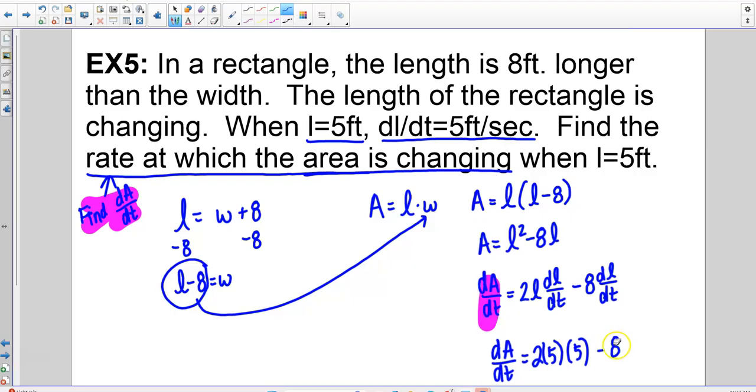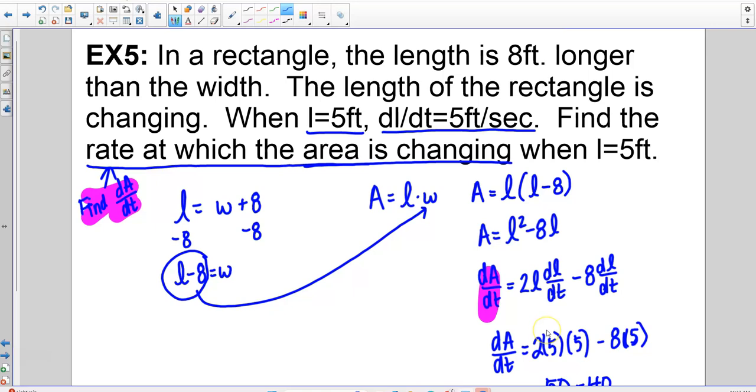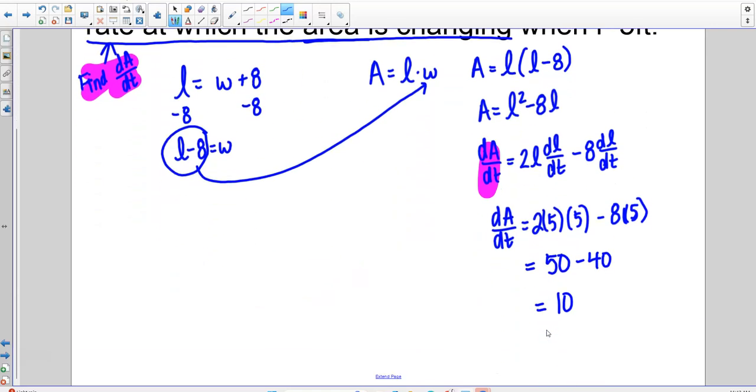And so I got 8 times 5 here. So I've got 50 minus 40, and I get 10. Now, I do need to put units on this. I think, did they give us units? Yeah, they gave us feet and seconds, right?